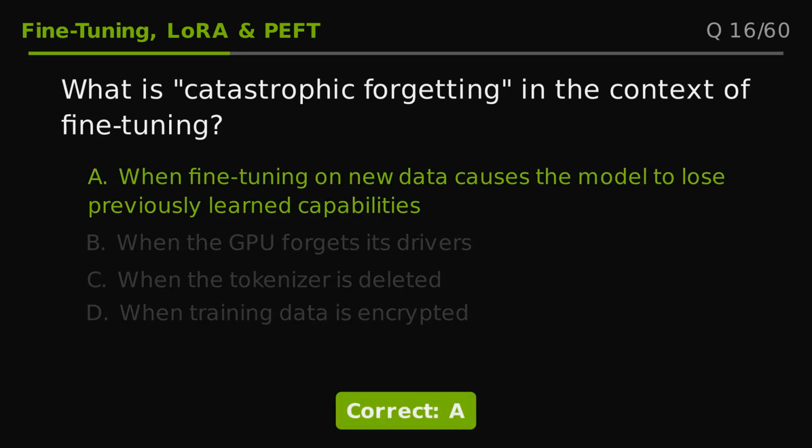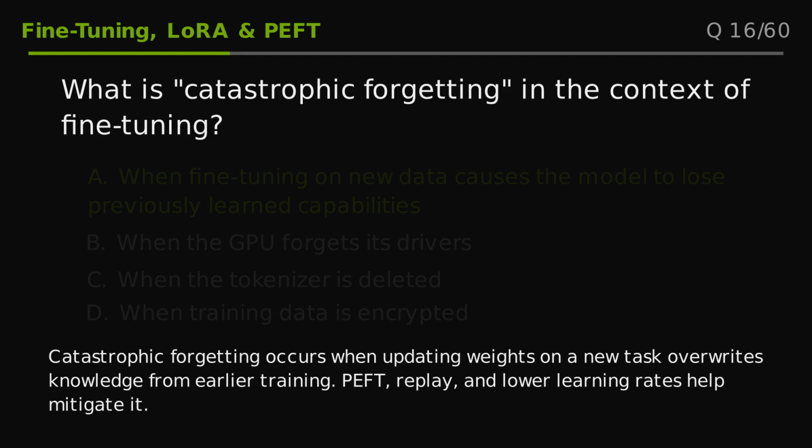The correct answer is A. Catastrophic forgetting occurs when updating weights on a new task overrides knowledge from earlier training. PEFT, replay, and lower learning rates help mitigate it.